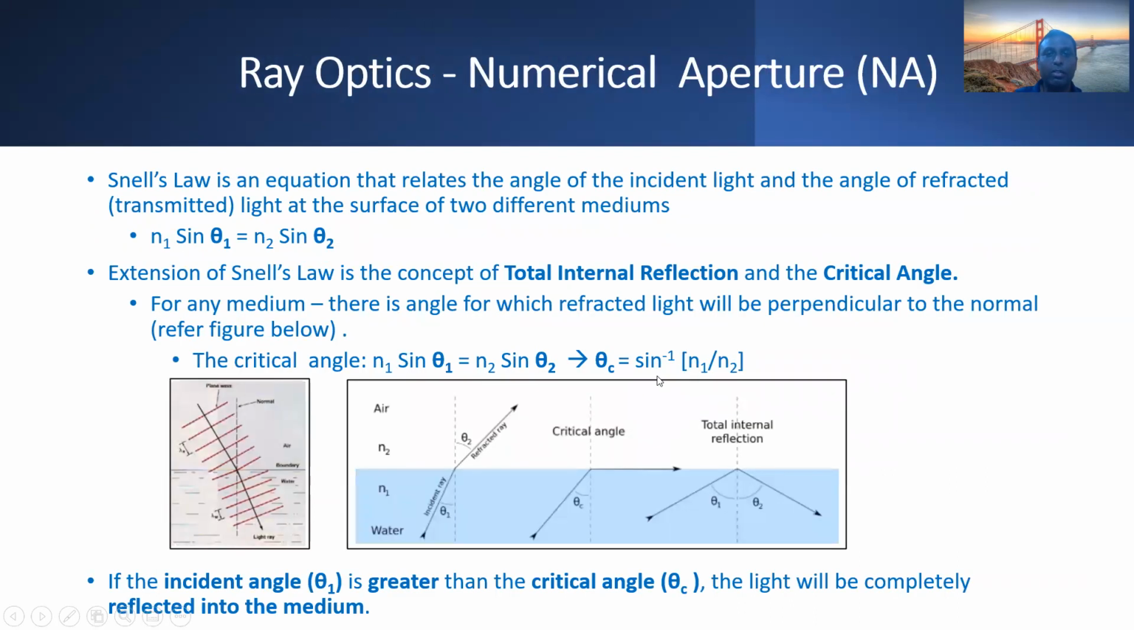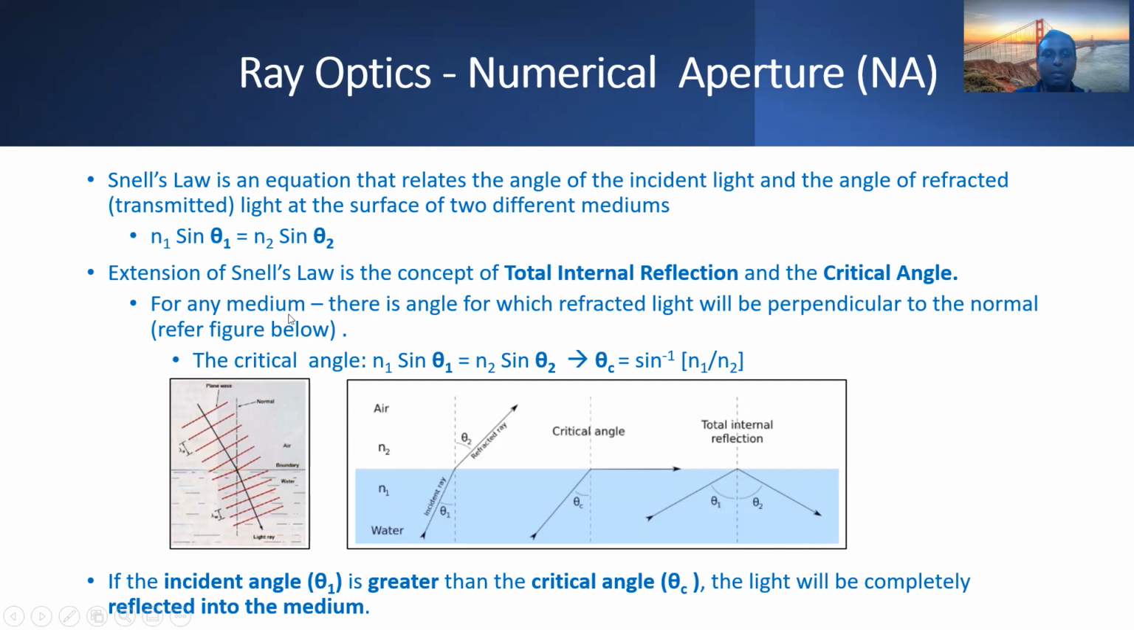Next one is numerical aperture. Snell's law is an equation that relates the angle of the incident light and the angle of the refracted, transmitted light at the surface of two different media, which is given by n1 sine theta 1 equals n2 sine theta 2. And the extension of Snell's law is the concept of total internal reflection and the critical angle.